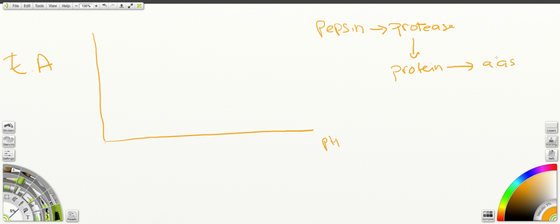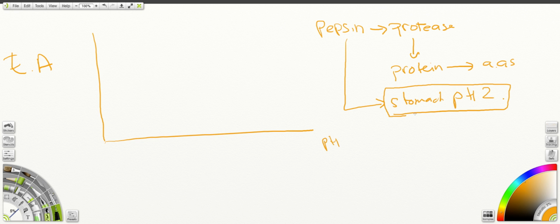Now, with this, that's what it does. Breaks down proteins into amino acids. Now, because it's found in the stomach, right? The stomach has a pH of about 1 to 2, right? Let's settle with 2. So it's about a pH of 2. So this enzyme needs to be able to work under this acidic condition.